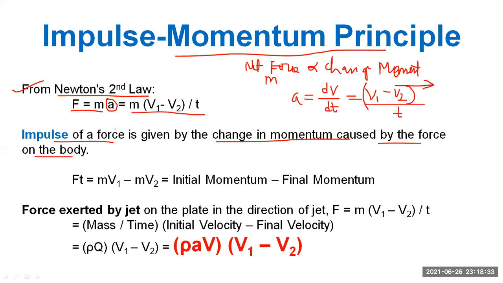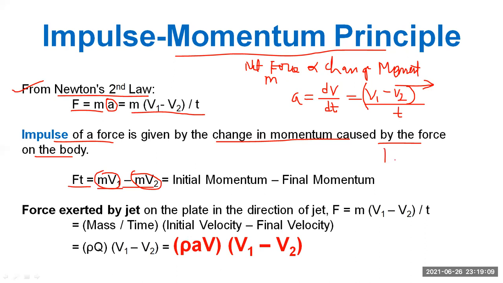So as I told, it is the same principle. We can also state this impulse momentum principle: the impulse of force exerted by the fluid of mass m is directly proportional to the rate of change of momentum. So we can rewrite this equation as F into t is equal to m into v1 minus m into v2, where m into v1 and m into v2 represent the initial momentum and the final momentum.